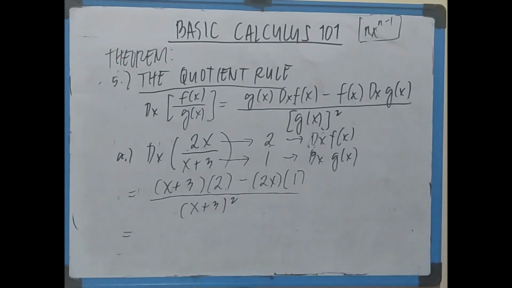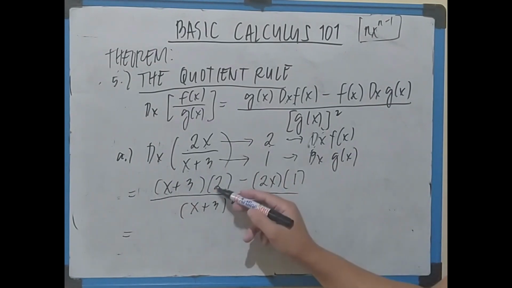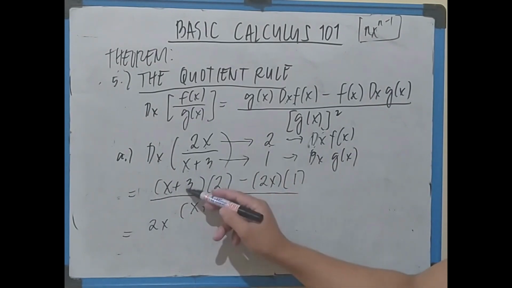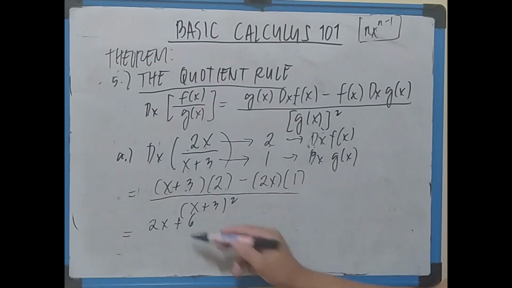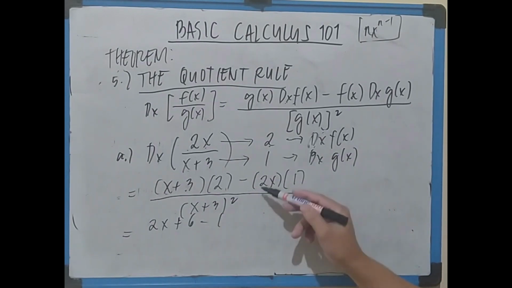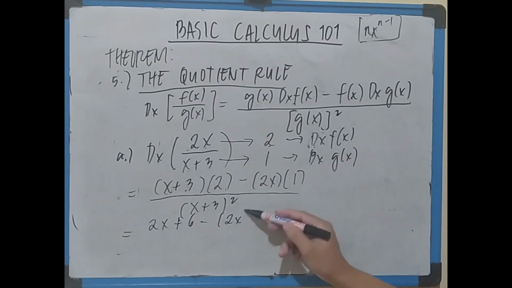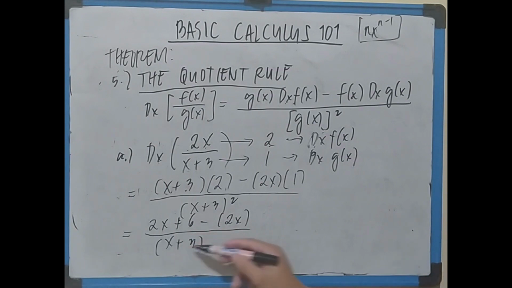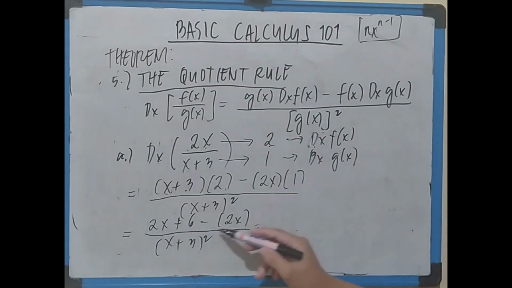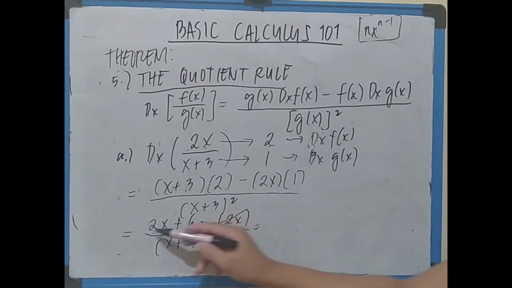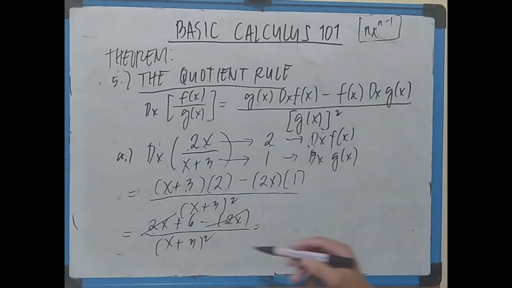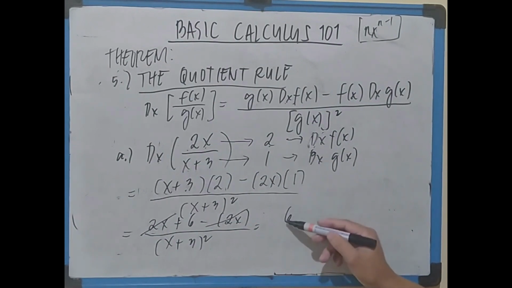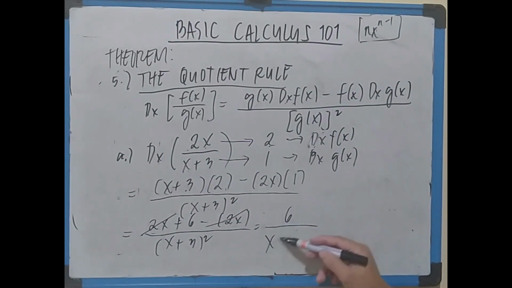So, simplify na lang natin siya. So, distribute lang natin. X times 2 is 2x. 3 times 2 is 6. Then, minus, we have 2x times 1 will be 2x. And that is all over x plus 3 square. Okay? Then, simplify natin. 2x minus 2x is 0. Automatic mawawala yan. So, may iwan na lang dyan ay positive 6. So, we have now 6 over x plus 3 square.